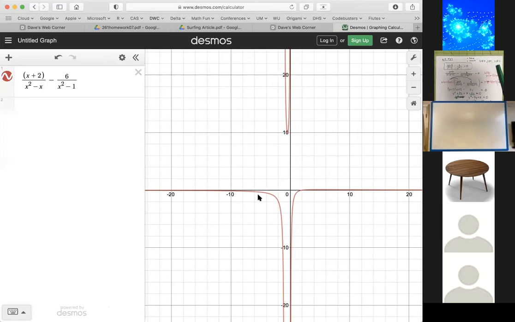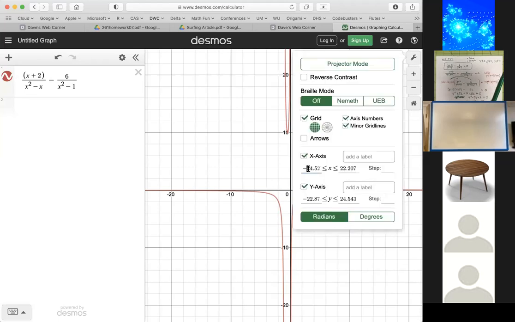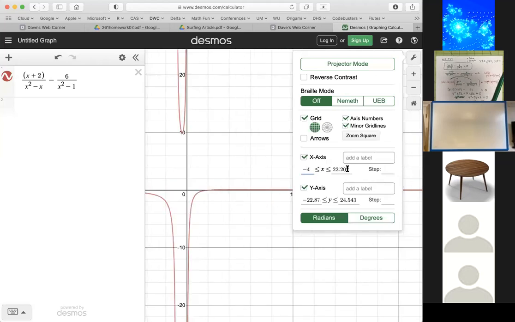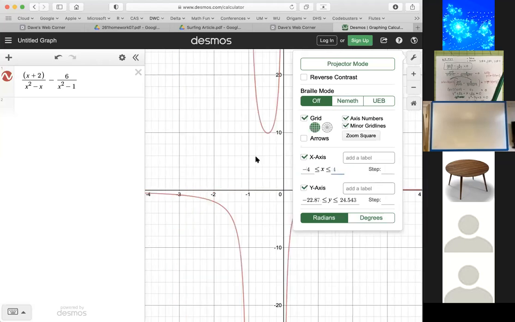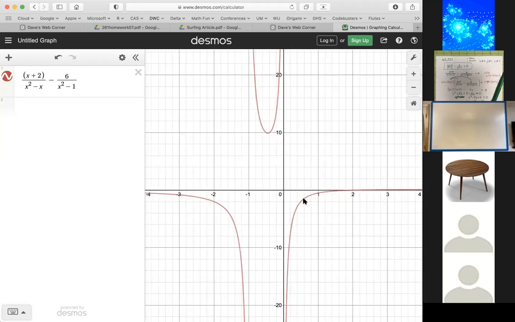But look at the scale, minus 10, 0, 10. What am I interested in? I'm interested in 2. I'm interested in 1. I'm interested in 0 and minus 1. Let's zoom in on just this area near 0 by saying the x-axis should be much smaller. Let's say minus 4 to 4. Okay, now I get an interesting graph. It's a little bit smaller than the previous one.